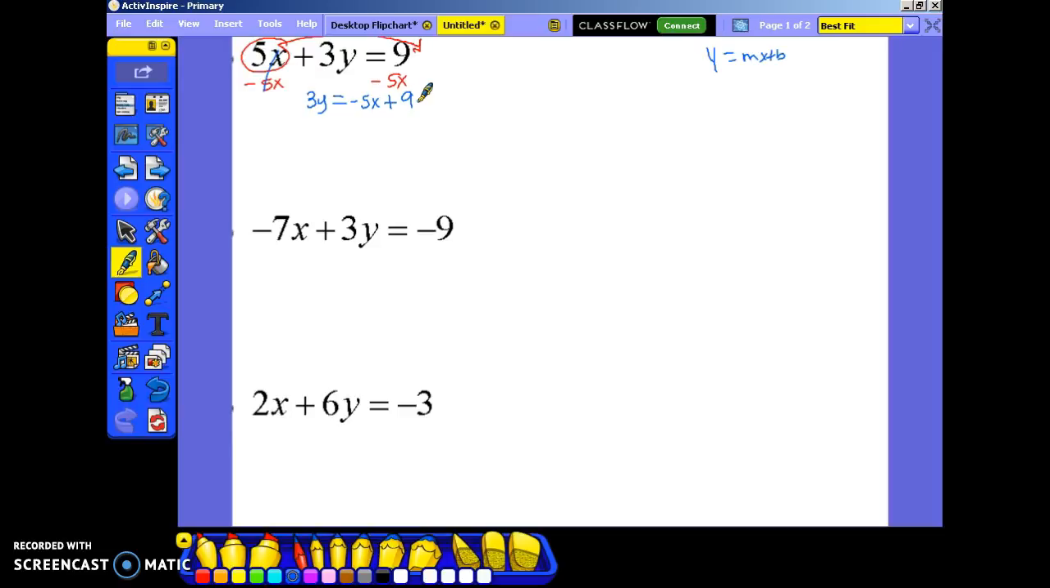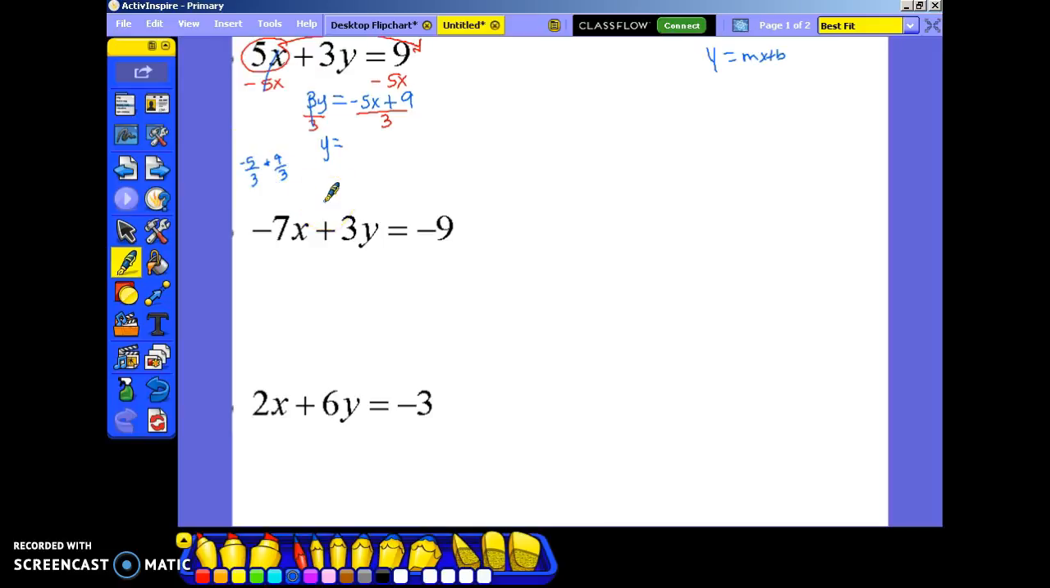Y is still not by itself, so I have to get rid of the 3. Since 3y means 3 times y, at this point I only want to get rid of the 3. So the only way to get rid of just 3 is to divide by 3 on both sides. 3 divided by 3 is 1, and that leaves me with y. For the right side, I have to divide every number by 3. That means negative 5 divided by 3 and 9 divided by 3.